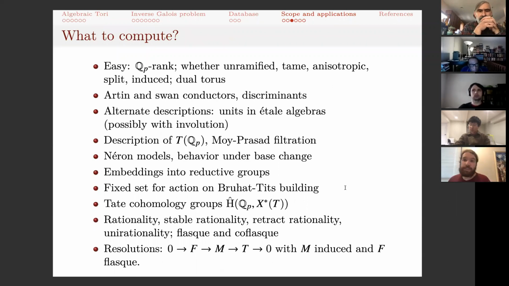All right, so here's a wish list. These are not things I've computed. Some of them are easy, some of them are hard. I don't know how to do them. But these are the kinds of things that I would like to have as part of an online database.